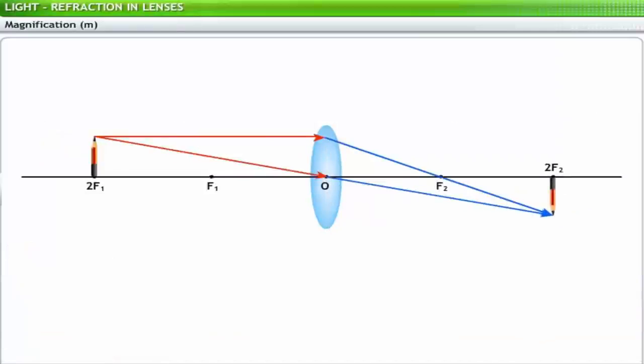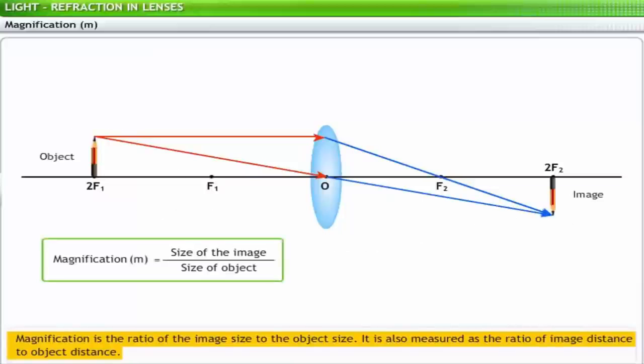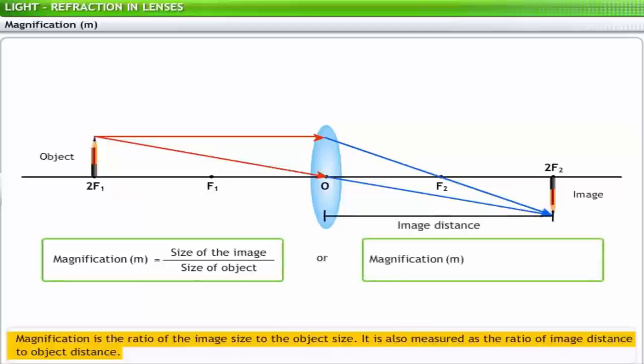You can determine the size of the image of an object if you know the magnification of a lens. Magnification, denoted by small letter m, is the ratio of image size to object size. It is also measured as the ratio of image distance to object distance.